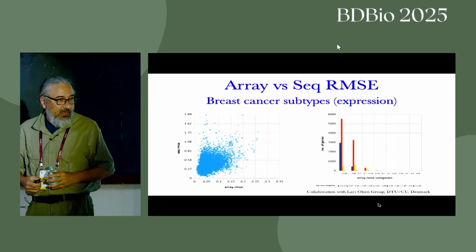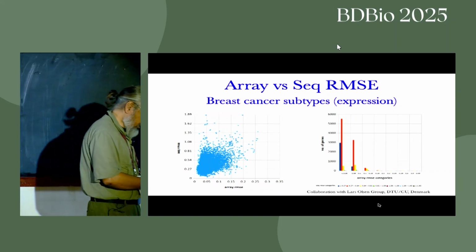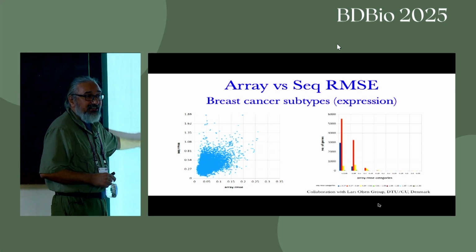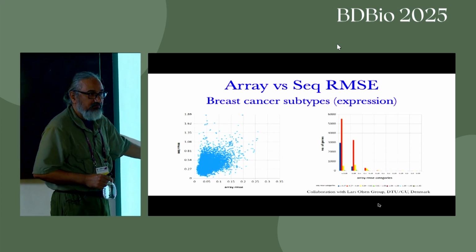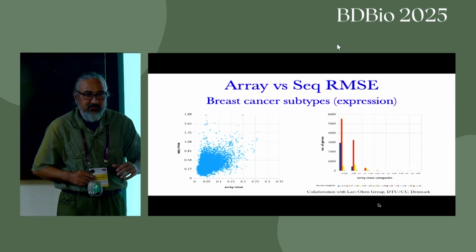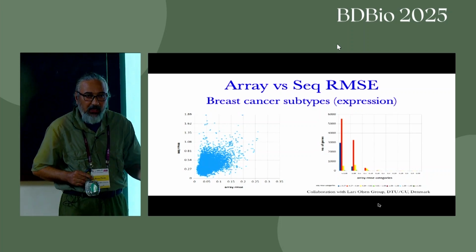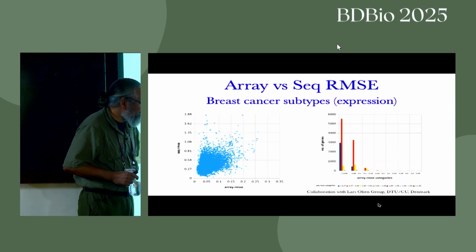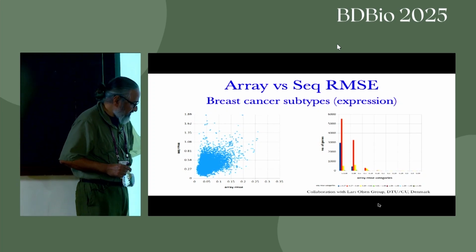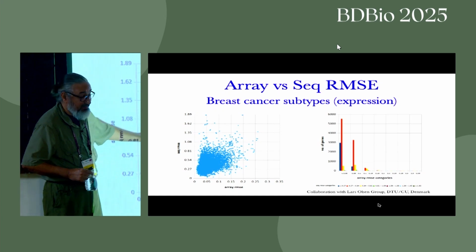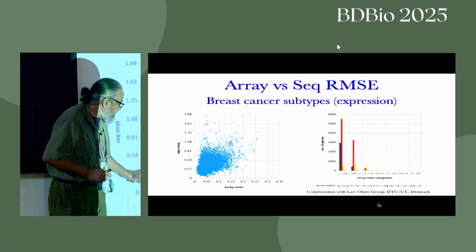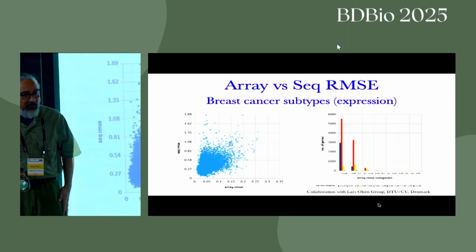Okay, how does it look? Very quickly, because I have very little time. On the left-hand side, I'm showing you a comparison of array to sequencing RMSE. In other words, lower RMSE is good news. That means low variation. As you can see here, there is very little variation. Don't go by the spread. Of course, there has to be a spread because it's technology 1 and technology 2. But the majority of data is actually in the low RMSE range.